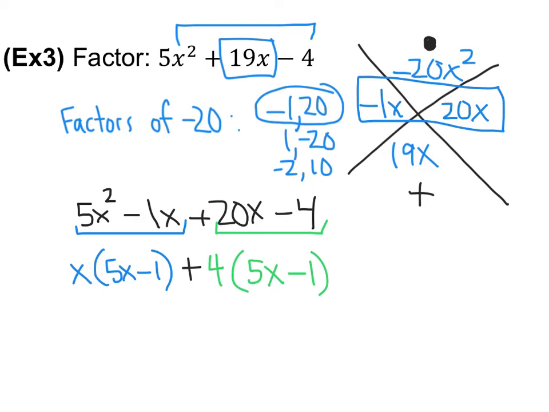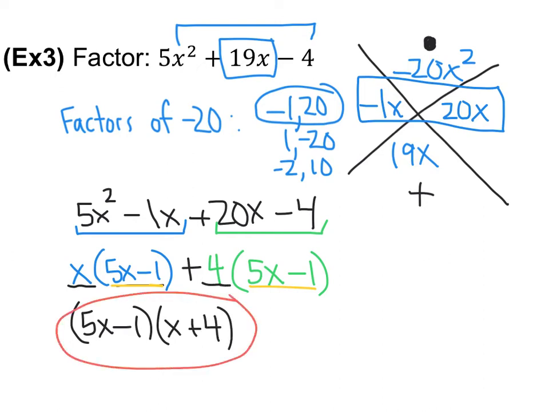We have a binomial, and both of them have a 5x minus 1 term. So in this binomial, let's factor out the greatest common factor. That is a 5x minus 1. And we're left with an x from the first term and a 4 from the second term. That is our answer. I'm going to circle it in red pen.